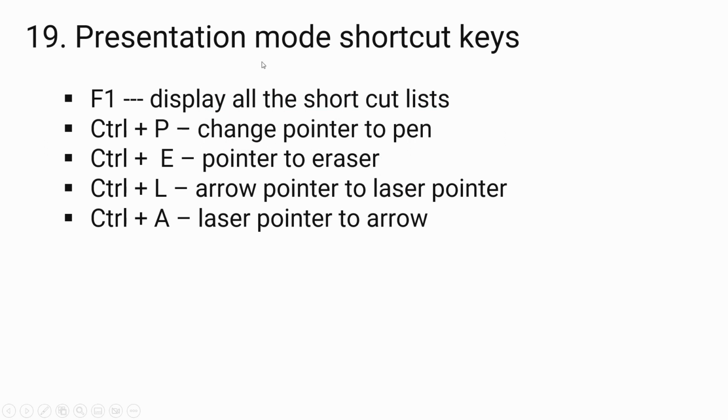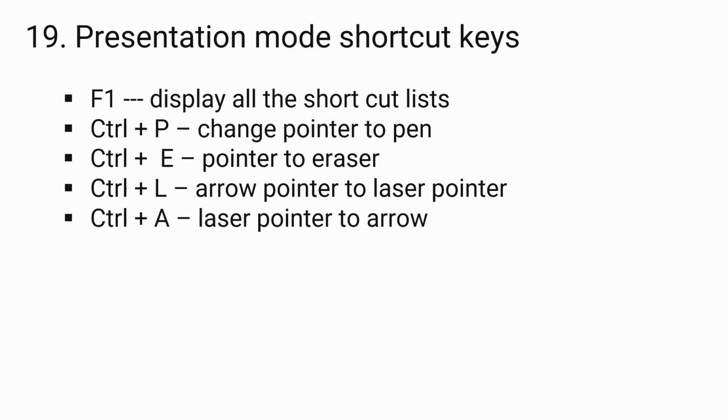So to change this arrow pointer to a pen and write on the slide, I can press Ctrl plus P. Now it changes to a pen, and I can write on my PowerPoint to show something or add some emphasis. Then if I draw something and want to erase it, I can press Ctrl plus E, which brings up the eraser, and then click on the marks that I drew.